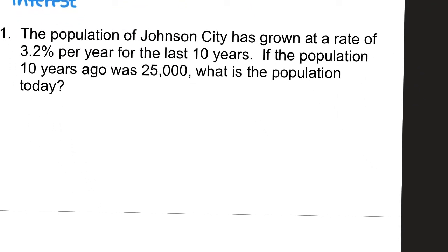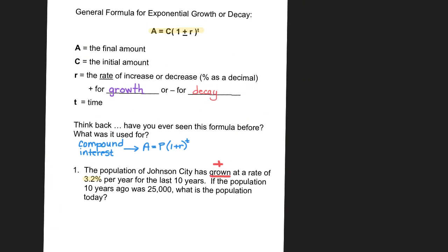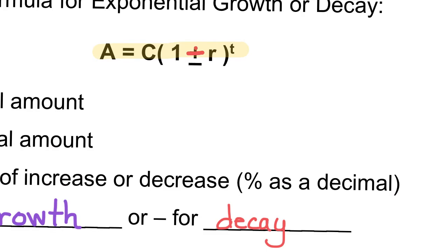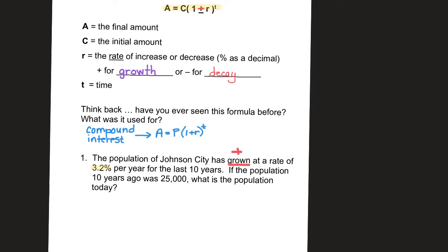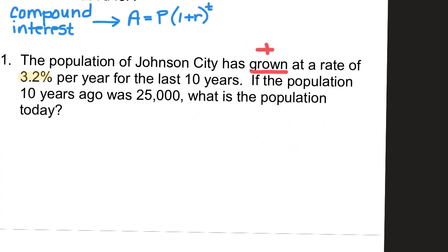The population of Johnson City has grown at a rate of 3.2%. There's our rate that we need to change to a decimal in just a moment. Now, this word grown is very important. Since it's growth, we know that it's going to be a plus sign in our formula instead of a minus sign. If the population 10 years ago was 25,000, what is the population today?